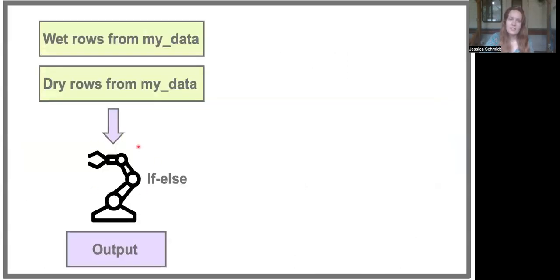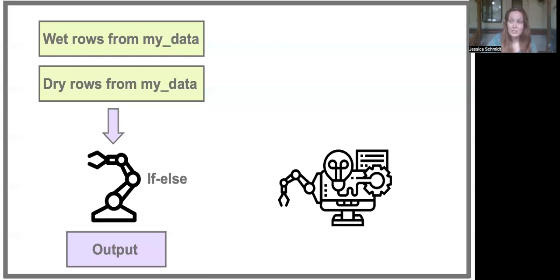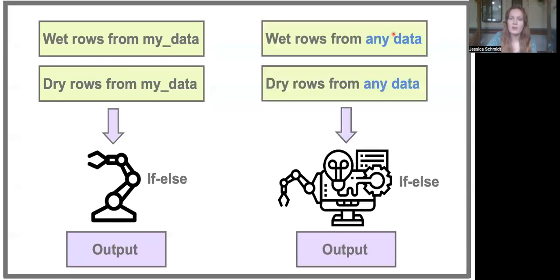Our current setup is like a simple machine. It takes in rows of wet data from my data and rows of dry data from my data, feeds it into our little if-else machine, and then we get an output. So it's very simple. But what if we could use a much cooler machine? This machine, instead of just taking wet and dry rows from my data, it takes it from any data set we want. So it takes wet rows from any data and dry rows from any data, feeds it into this cool machine, and then gives an output. So this, my friends, is a custom function.